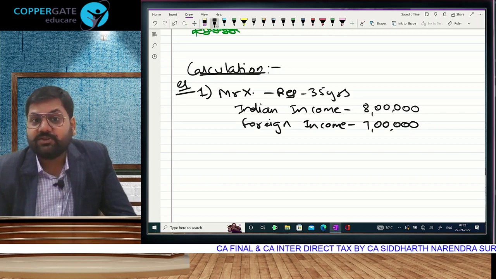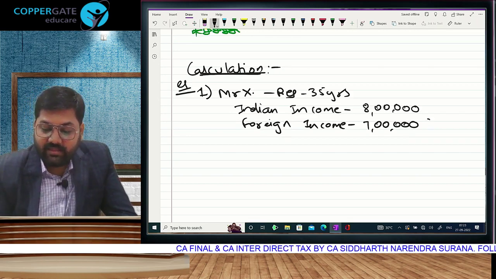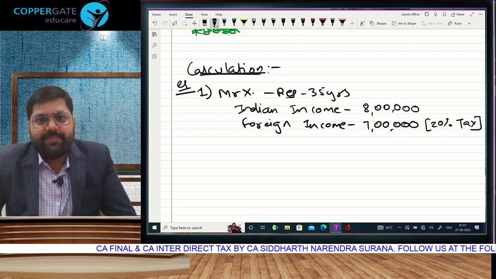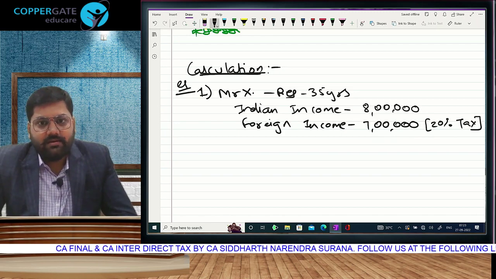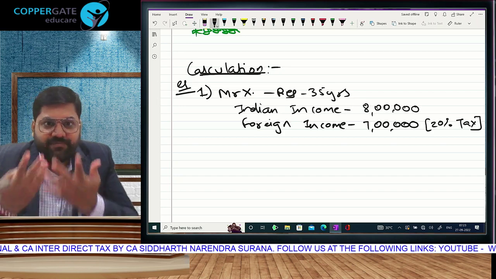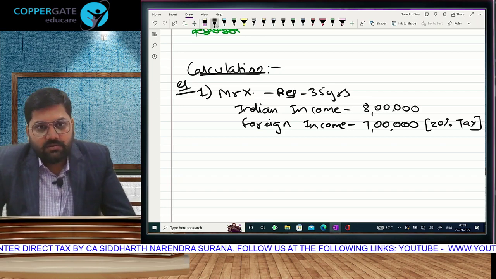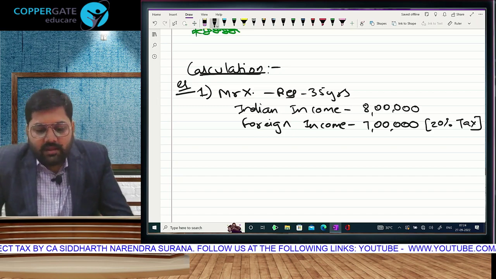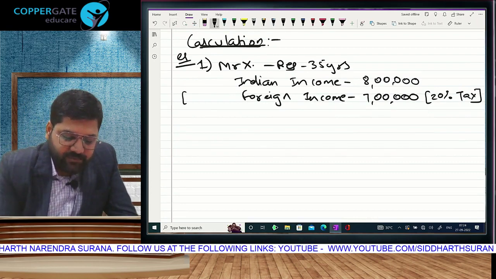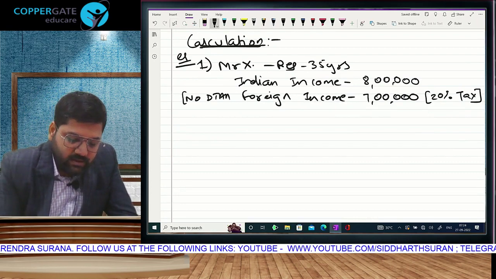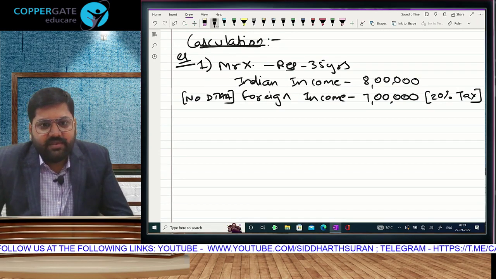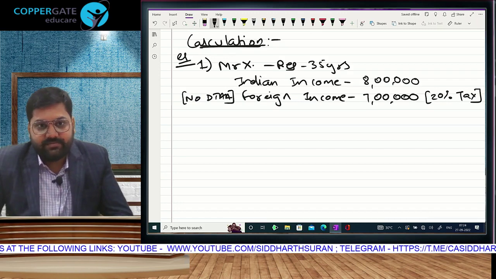That means this 7 lakh's source is in a foreign country. And in that foreign country, he has paid 20% tax on this foreign income of 7 lakh. See, on the principle of source, obviously that country must have levied some tax, no? And then the bad news in the life of this gentleman is that India does not have any treaty with this country. There is no tax treaty convention, there is no DTAA with this country. Bad news. This is the main bad news here.